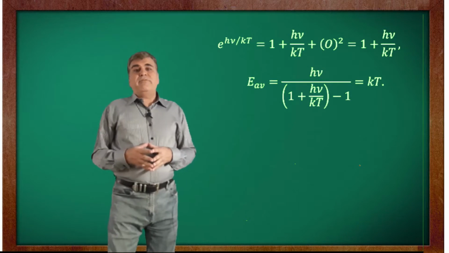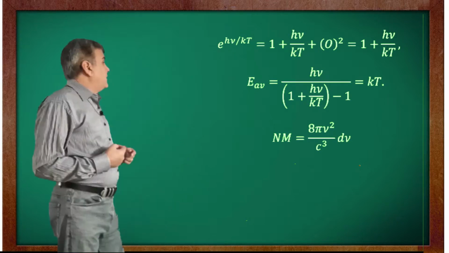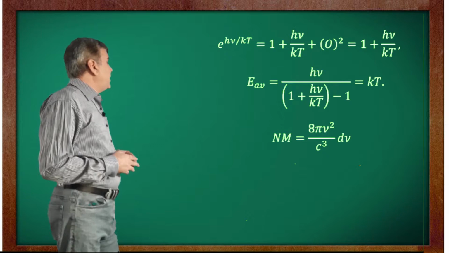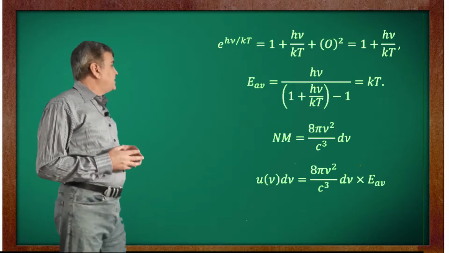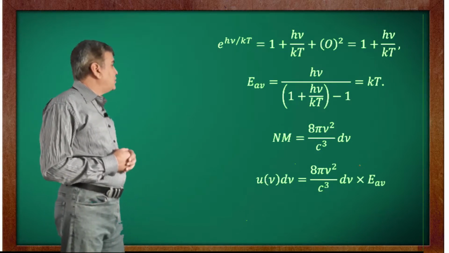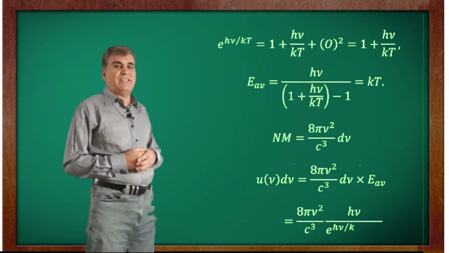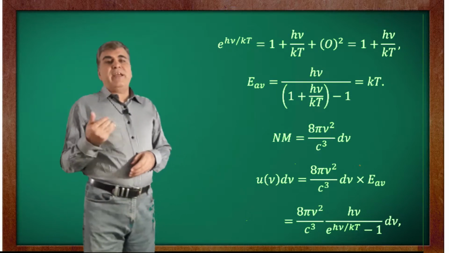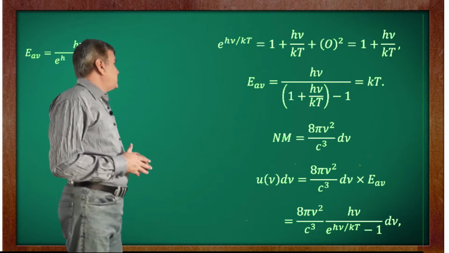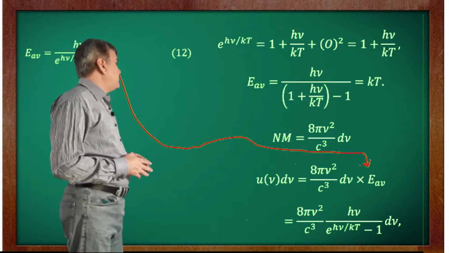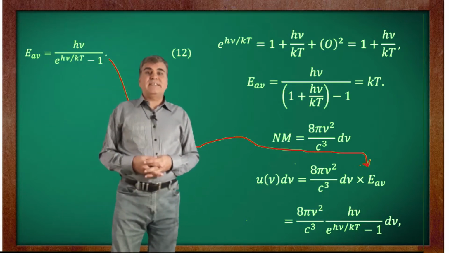Now the formula for the energy density can be obtained by combining equation 12 with the total number of modes. The number of modes N sub m equals 8 pi nu squared divided by c cubed d nu. So the energy density in the frequency range nu to nu plus d nu can be written as u of nu d nu equals 8 pi nu squared divided by c cubed times E average, which, substituting the value of E average, reduces to 8 pi nu squared divided by c cubed times h nu divided by (exponent h nu over kT minus 1) times d nu. And this is, of course, Planck's radiation formula.